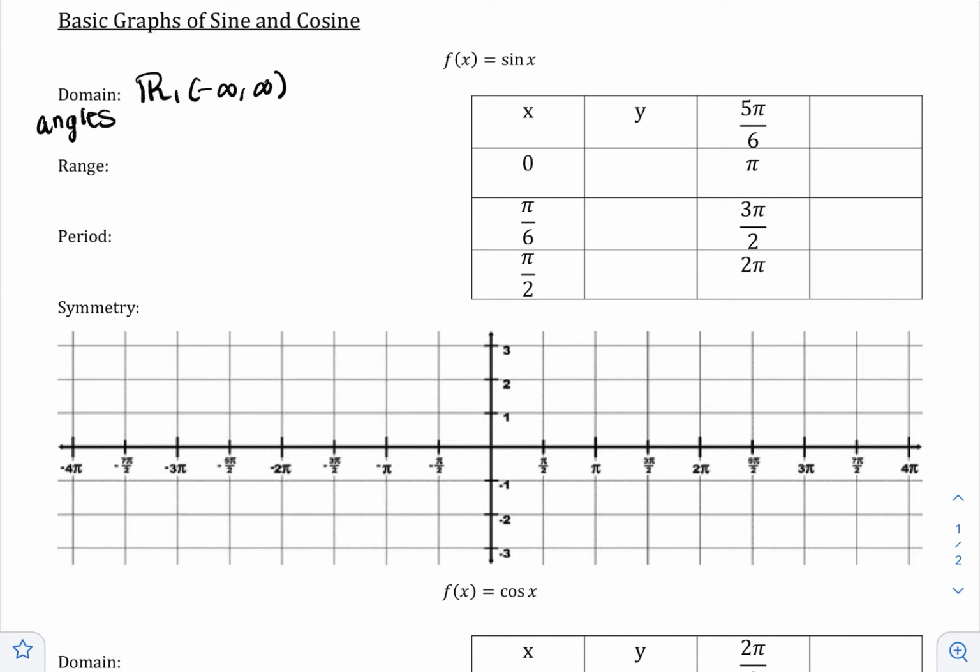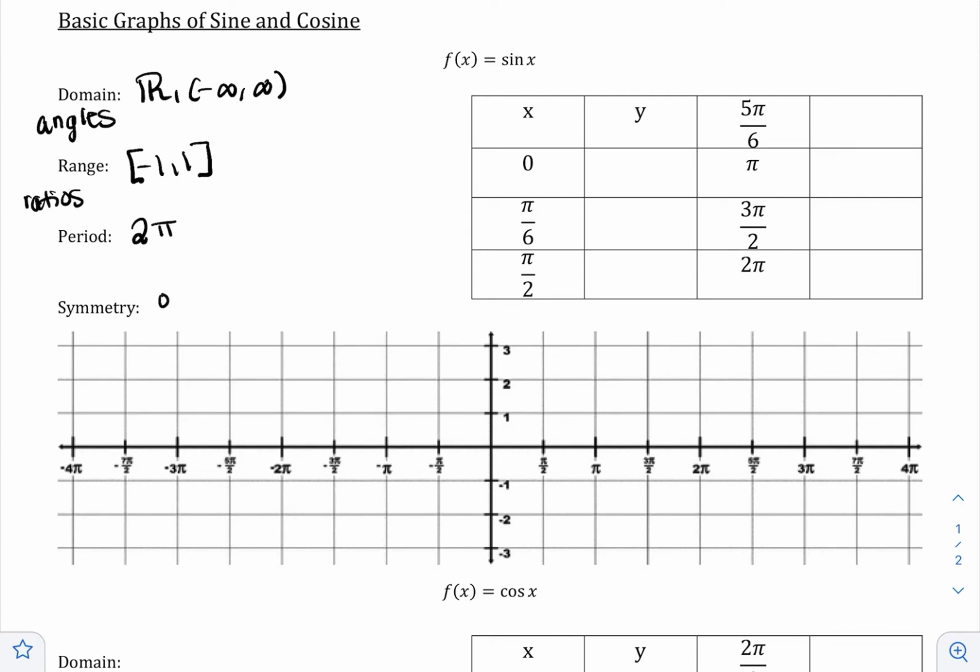Your range, your output, are ratios. And because sine is opposite over hypotenuse, which we described in another video, we get that the range is -1 to 1. And the period is 2 pi. We haven't really seen yet how this is going to help us. We're going to see in this video.